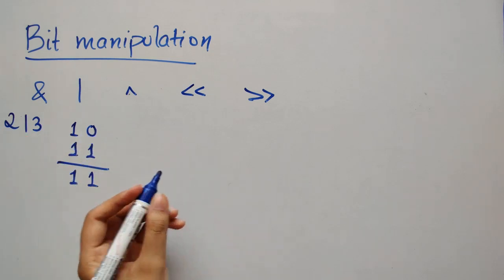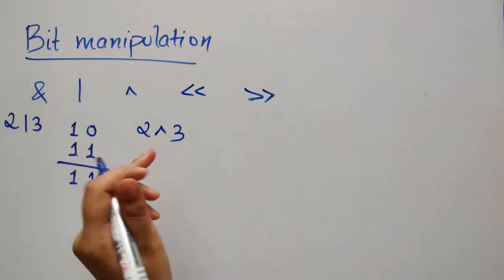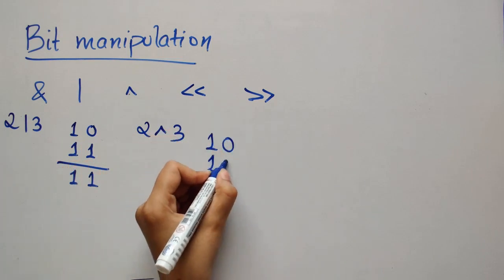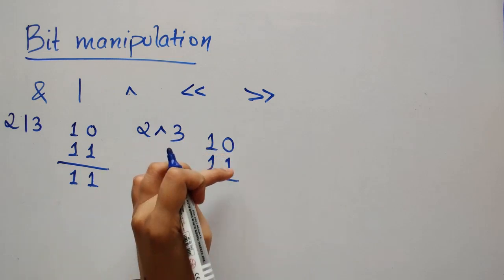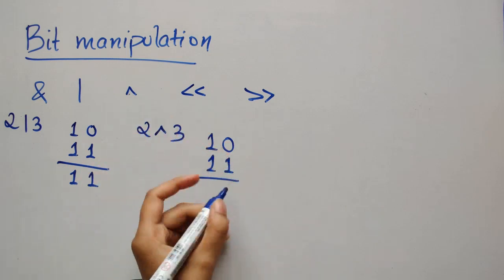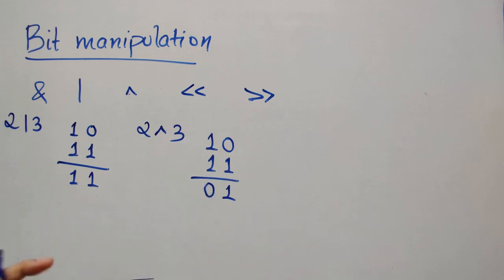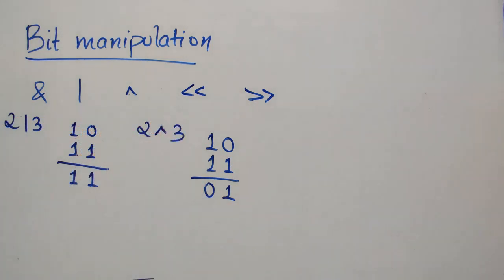Now let's look at XOR. 2 XOR 3. XOR is basically exclusive OR. So only if both the bits are different, that is one of them is 1, other one is 0, then it evaluates to 1, otherwise it evaluates to 0. So now we are clear with OR and XOR. Now we will look at left shift and right shift.